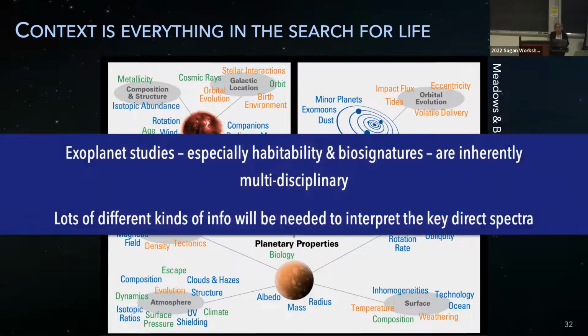So I really cannot emphasize enough that exoplanet studies in general, and habitability and life in particular, require input from many fields, both within and outside astrophysics. And direct spectra are central to our efforts to search for life, but figuring out if we've actually found some will need lots of other data as well.